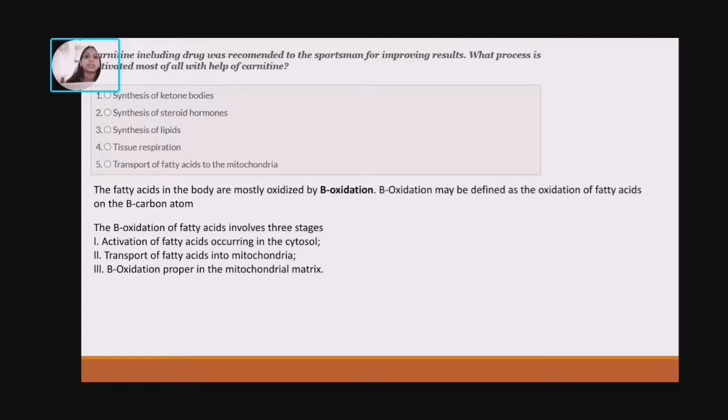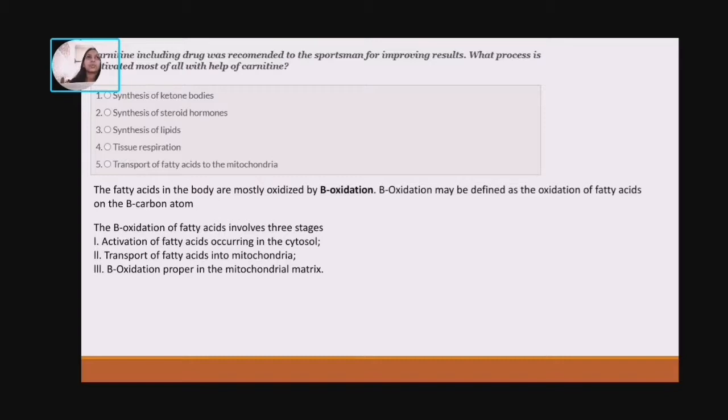Okay, next one. Carnitine, including drug, was recommended to the sportsman for improving results. What process is activated with the help of carnitine? Before learning about carnitine, you have to have a basic idea about fatty oxidation or beta oxidation of fatty acids. So what do you mean by beta oxidation? It is nothing but oxidation of fatty acids at the beta carbon atom.